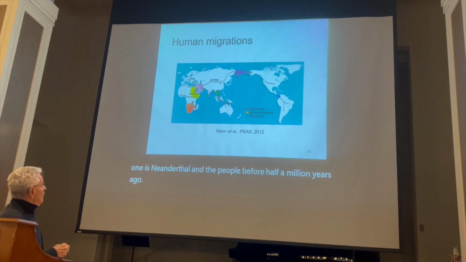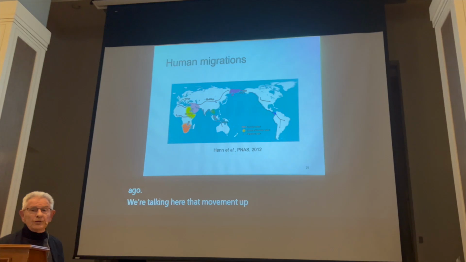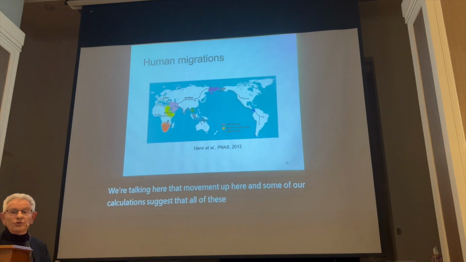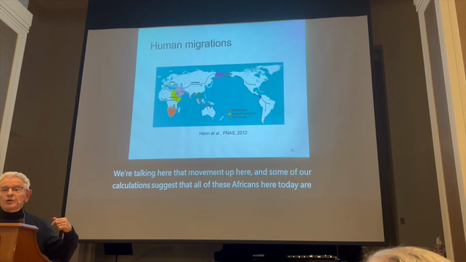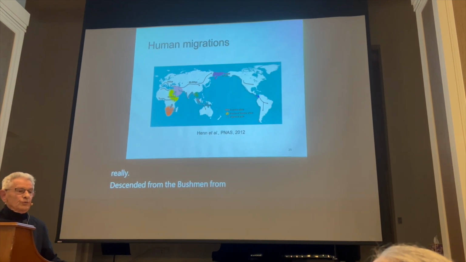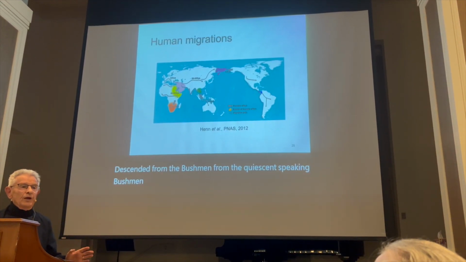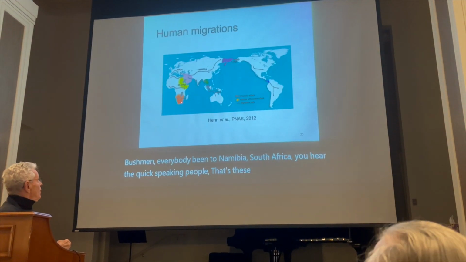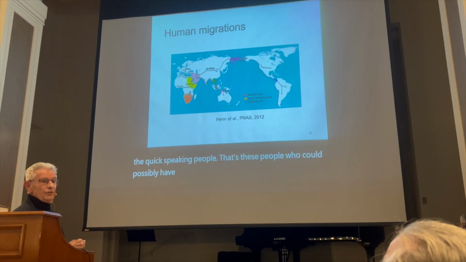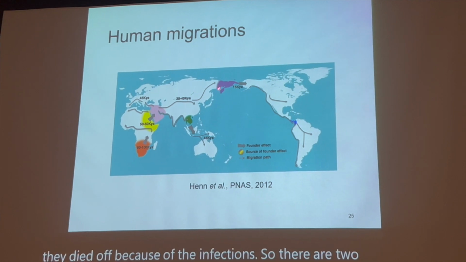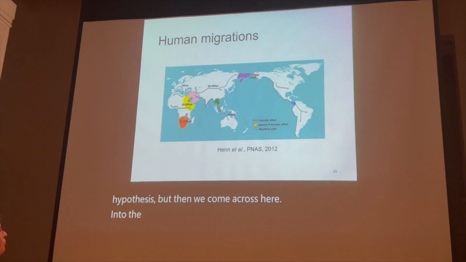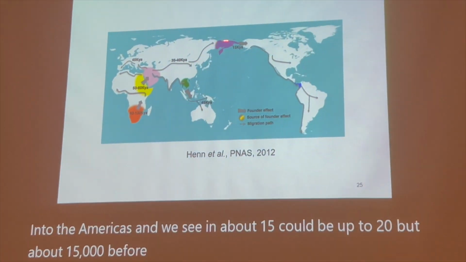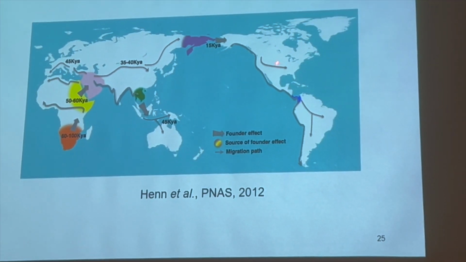We're talking here about movement up here, and some of our calculations suggest that all of these Africans here today are really descended from the Bushmen, from the Khoisan-speaking Bushmen. Everybody been to Namibia, South Africa? You hear the click-speaking people. These are people who could possibly have been the ancestors. But then we come across here into the Americas, and we see at about 15, could be up to 20, but about 15,000 before now, the indigenous American populations are formed and come through here.